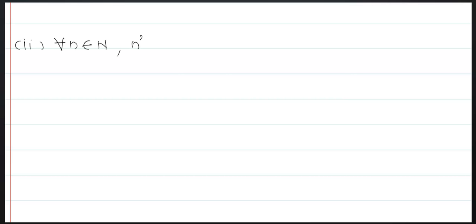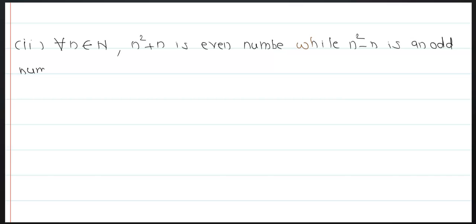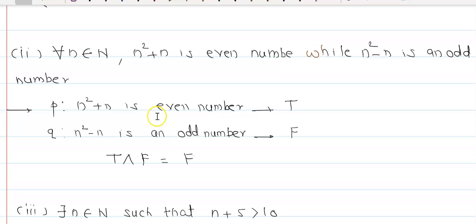Second, for every n belongs to the set of natural numbers, n square plus n is an even number and n square minus n is an odd number. Now in this case P, n square plus n is an even number, it is true, but n square minus n is an odd number, this is not true. Therefore T and F is F.